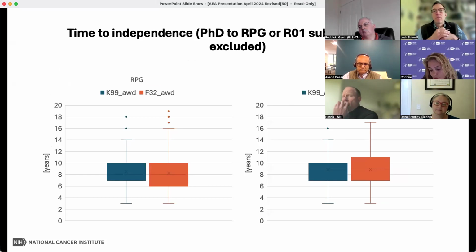The next question we wanted to ask was, does the K99 R00 lead to the development... In addition, we wanted to examine the time in years between the applicant's PhD graduation and submission or award of their first RPG or R01 equivalent grant application.